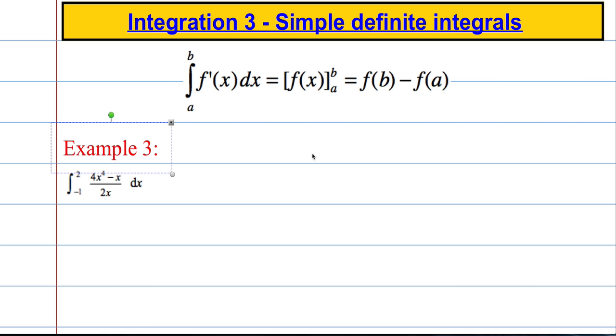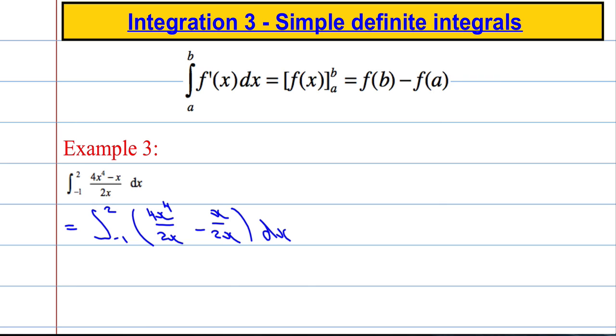So example 3 here, similar to what we've been doing before. And you'll notice that we have an integral like so. I'm going to tidy up so it's a little bit easier to work with. So the integral between -1 and 2 of, now let's split this into 2 fractions. So 4x to the power 4 over 2x subtract x over 2x, and we're integrating that with respect to x.